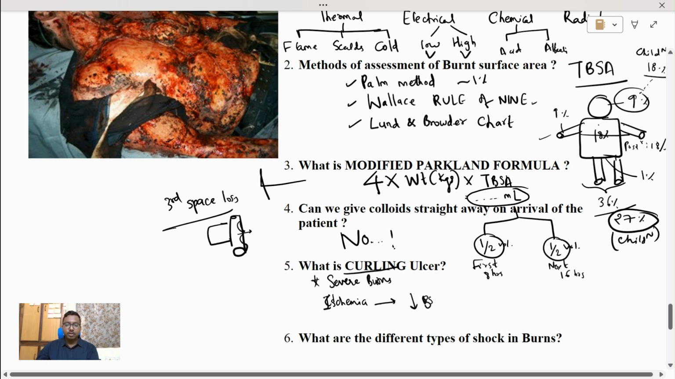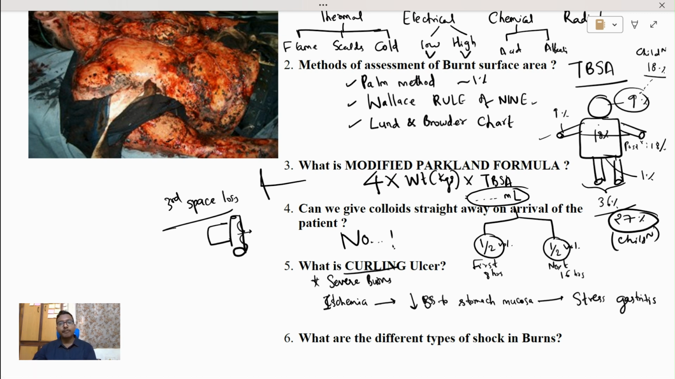That gives less blood supply to the stomach mucosa. Stomach mucosa is very sensitive to ischemia. So because of the decreased blood supply, or ischemia, to the mucosa, it will lead to stress gastritis. This stress gastritis which happens in severe burns is called Curling ulcer. If this happens in head injury, the same is called Cushing ulcer. That is also a form of stress gastritis which happens in case of head injury.